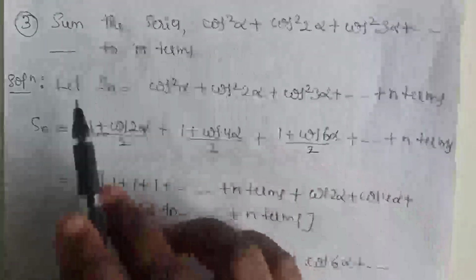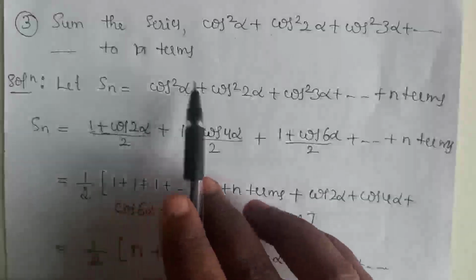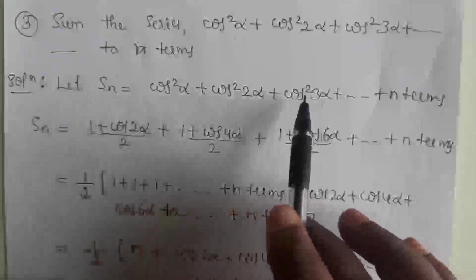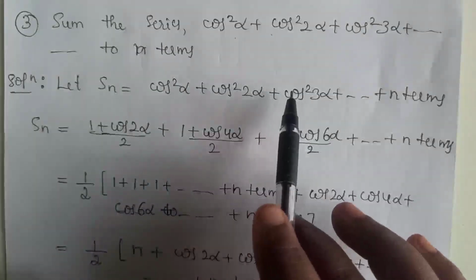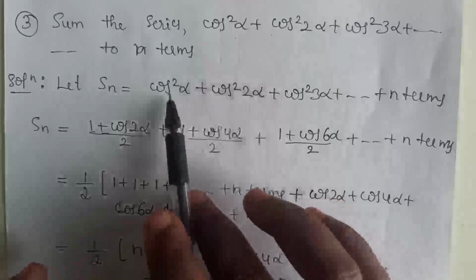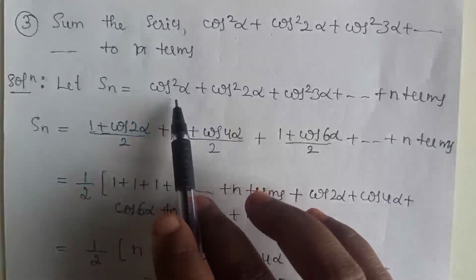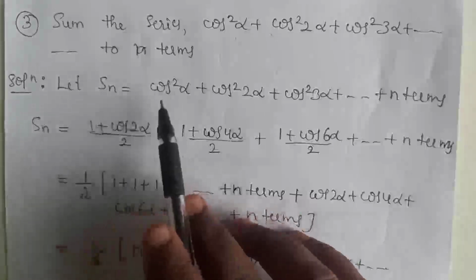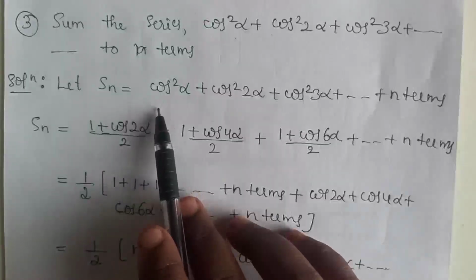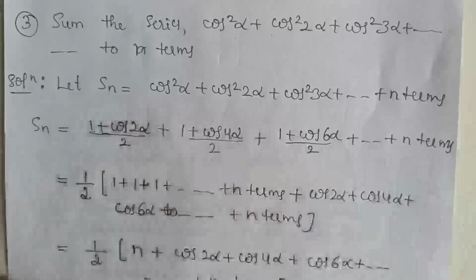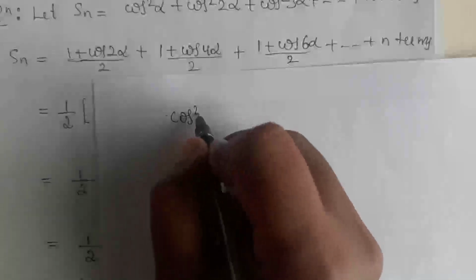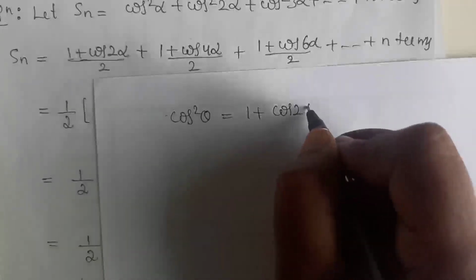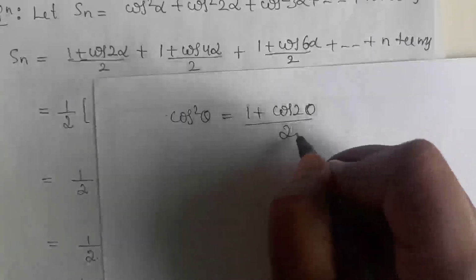Okay, so here let Sn be equal to, I will consider the given series as Sn. Okay, don't consider C because power is there, first we have to remove the power. Okay, Sn. Now we have one formula, so we have the formula cos square theta is equals to 1 plus cos 2 theta divided by 2.